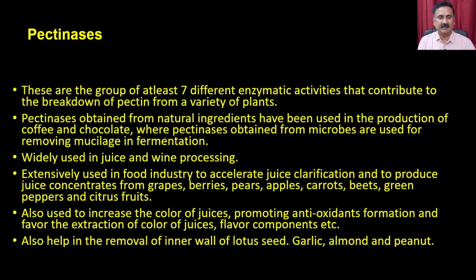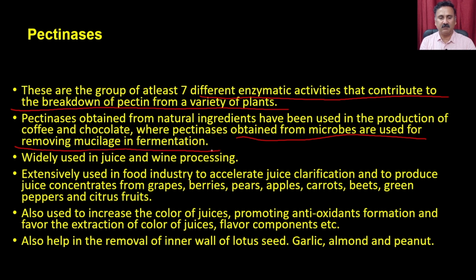So what are the pectinases? These are a group of at least 7 different enzymatic activities that contribute to the breakdown of pectin from a variety of plants. Pectinases obtained from natural ingredients have been used in the production of coffee and chocolate, where pectinases obtained from microbes are used for removing the mucilage in the fermentations.